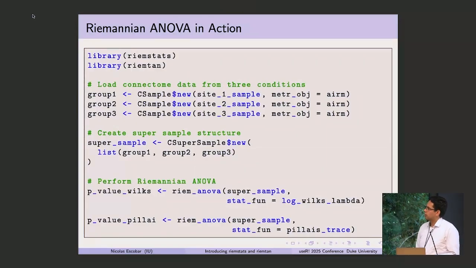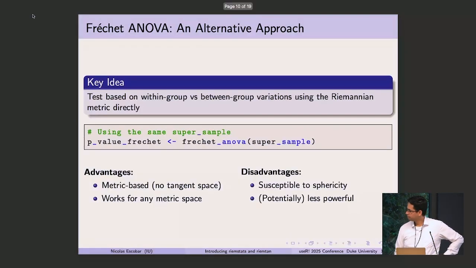So this is a snippet of how riemmtan works. You're going to have those three lines there. You're going to create objects for each site, right? And then you pull them together in this super sample object. And once you have that big object, you can just call the necessary function that you're interested in, right? You can do Riemannian ANOVA, and you can do it with either Wilks lambda or Pillai's trace or all of those typical things. But you can also do Fréchet ANOVA. And as I said, there are advantages and disadvantages.